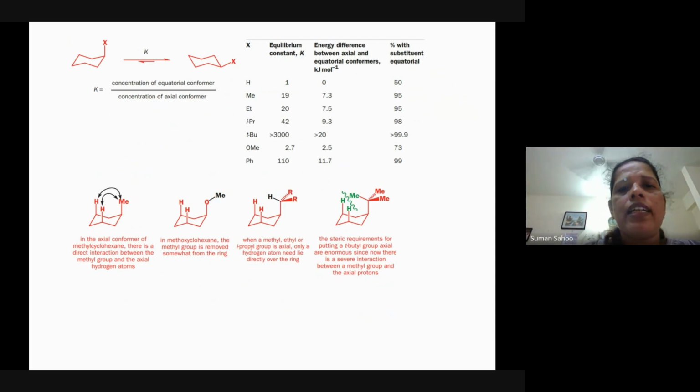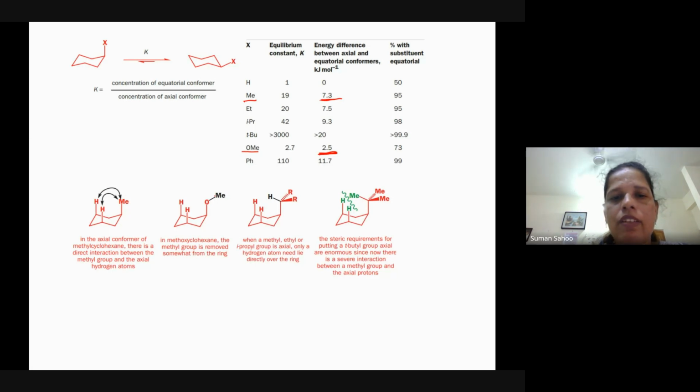But they are actually interconvertible depending on what kind of substituents are present. Suppose you see that in the case of methyl, the axial and equatorial conformation energy difference is very low, that is 7.3. And in the case of methoxy, the energy difference is as low as 2.5. The reason is that in the case of methyl, the axial conformation has direct interaction with the axial hydrogens of the ring. There is direct interaction with the hydrogen.